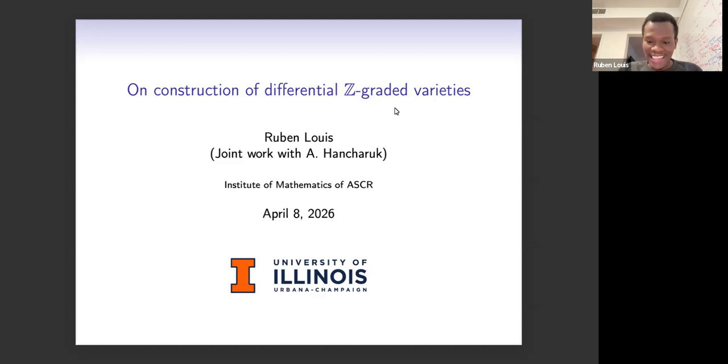So today I will talk about this joint work I did with Sasha at Jilin University. This work is a prolongation of the previous work done by Kotov, Lowanjangu, and Salnikov on normal form of Z-graded varieties. So I would like to start with the following.